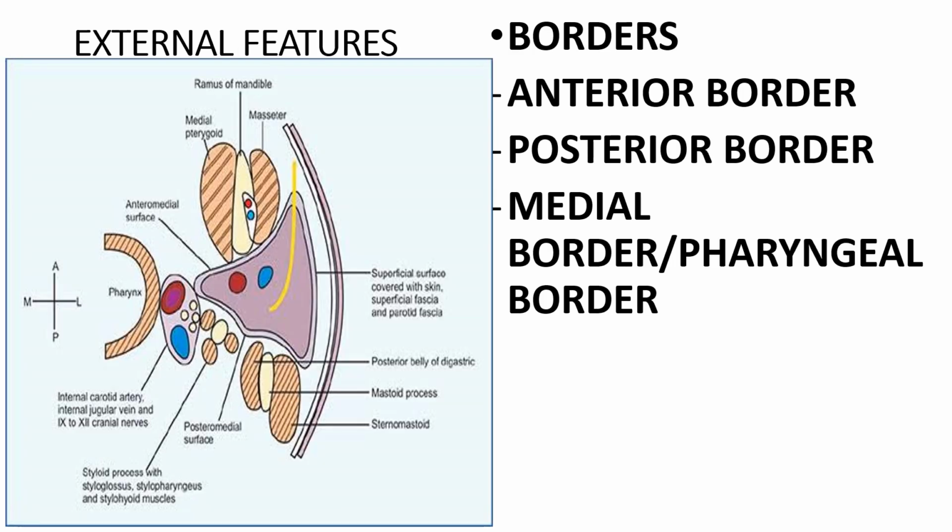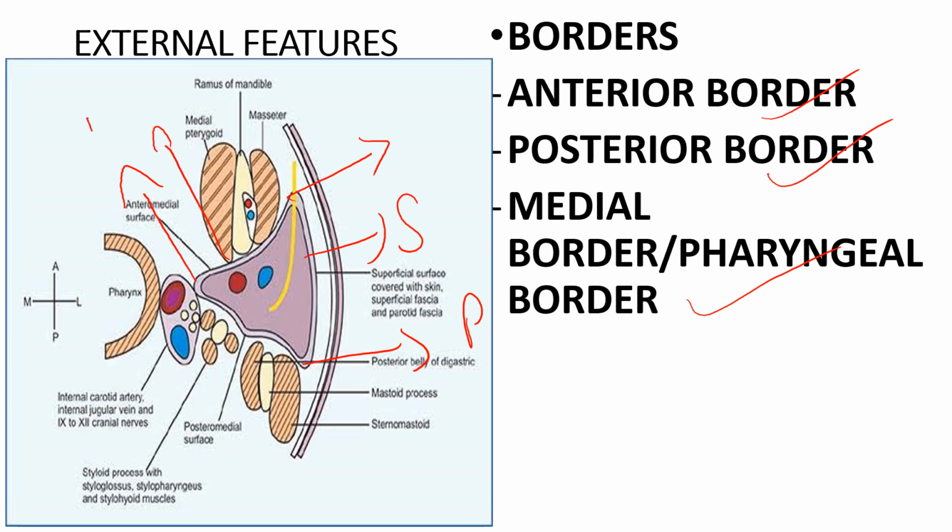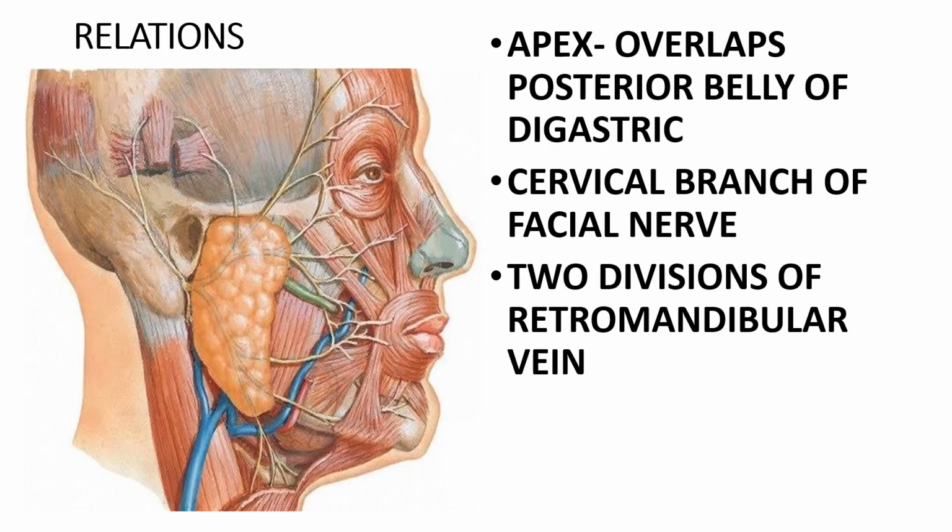Again the same slide, which is the anterior border, posterior border, medial or the pharyngeal border. To revise once again, medial border, anterior border, posterior border, superficial surface. This will be your anteromedial surface. This will be your posteromedial surface.